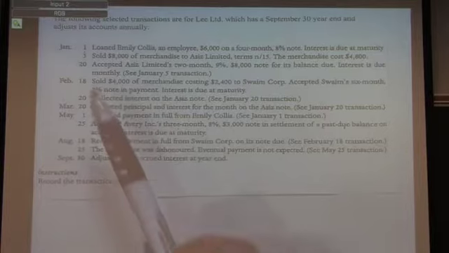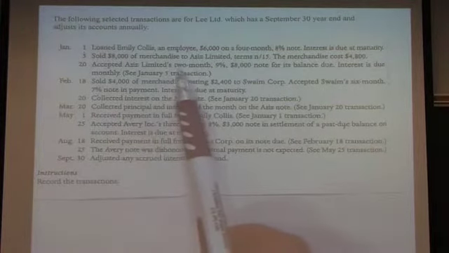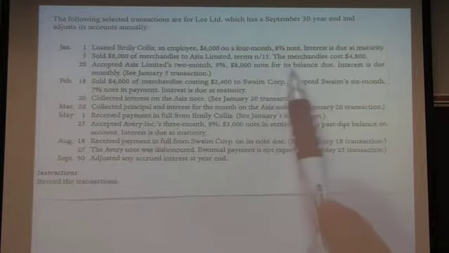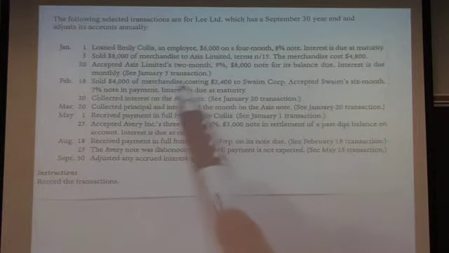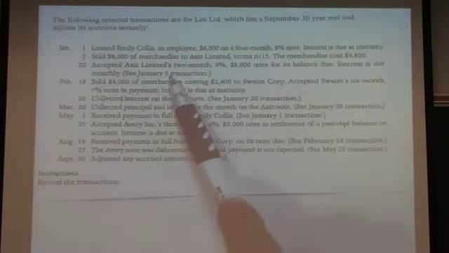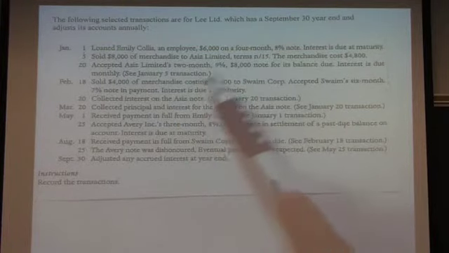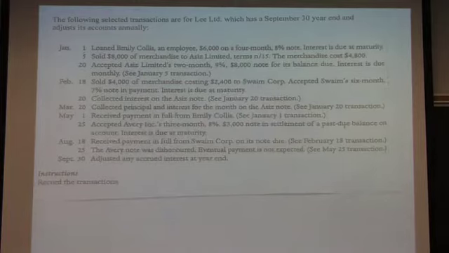On January the 20th, they accepted Assist Limited's 2-month 9% $8,000 note for its balance due. Interest is due monthly. So basically, rather than giving them a term now, he actually signed a note, which is bearing 9% interest, and it would be due. The interest is due monthly. It's a 2-month note. So I need to convert this receivable now into a note receivable.